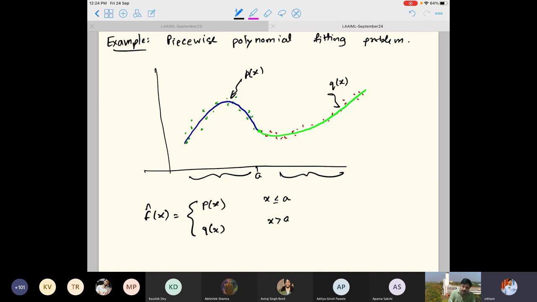And what are these polynomials p and q? p(x) and q(x) are polynomials of degree not more than 3. So basically they are polynomials with degree less than or equal to 3.